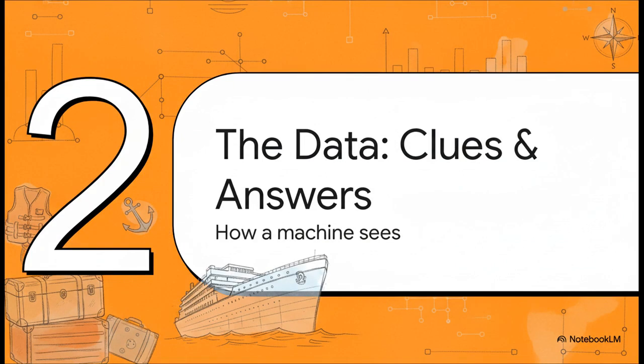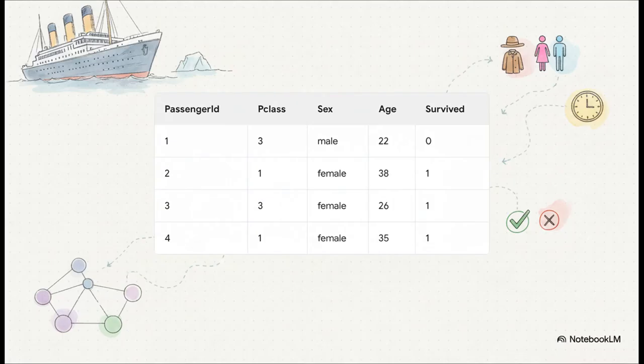Now, every good detective needs clues to solve a mystery. And for a machine learning model, those clues have a really simple name: data. That's it. It's just the raw information that our machine is going to learn from. And this is what's so cool. This is what our model actually sees.